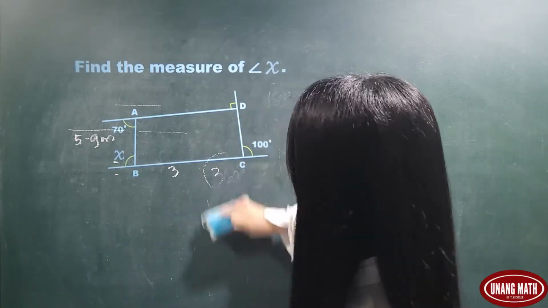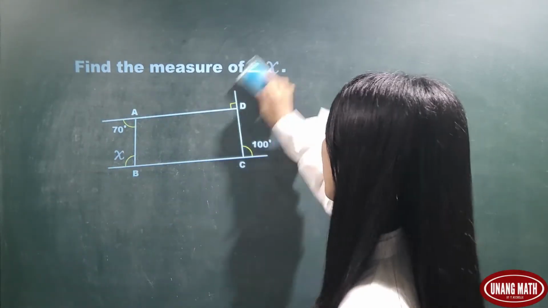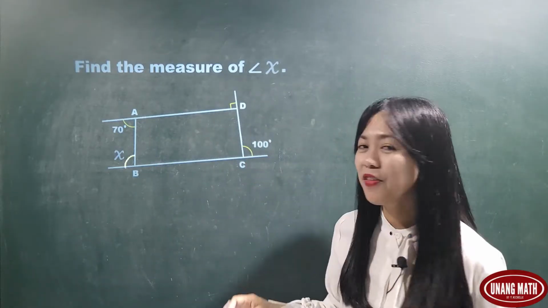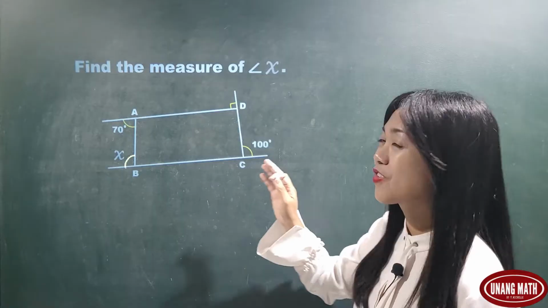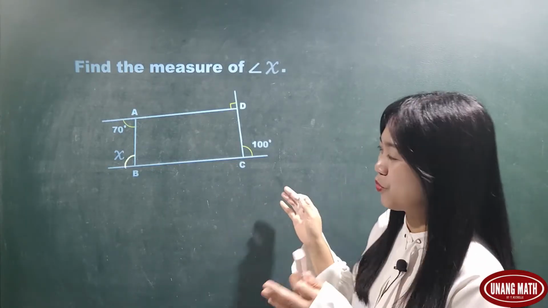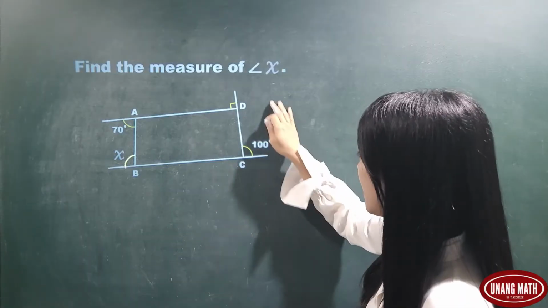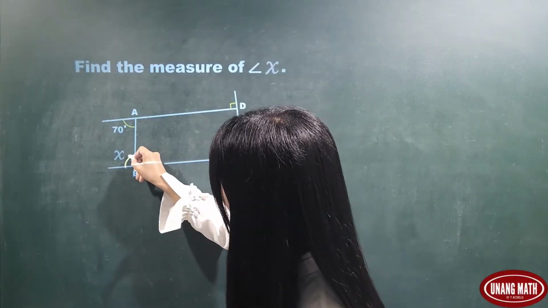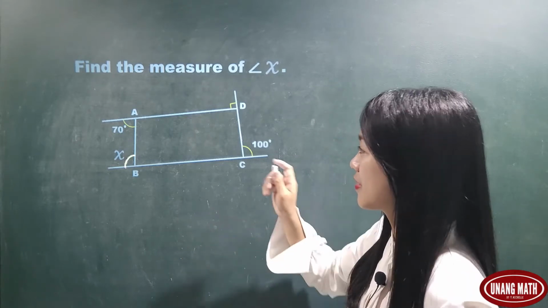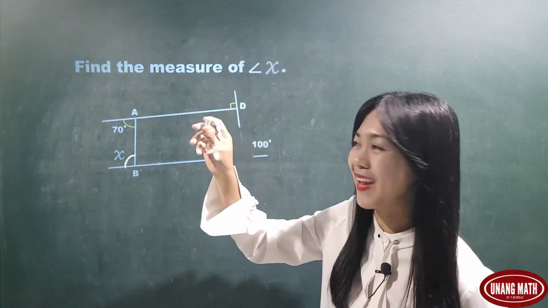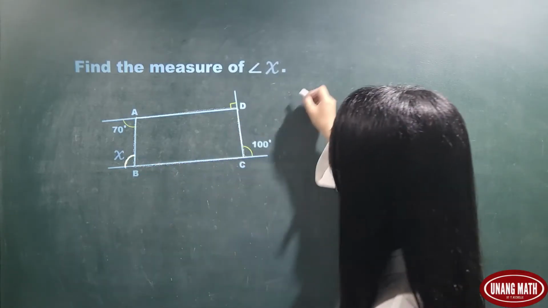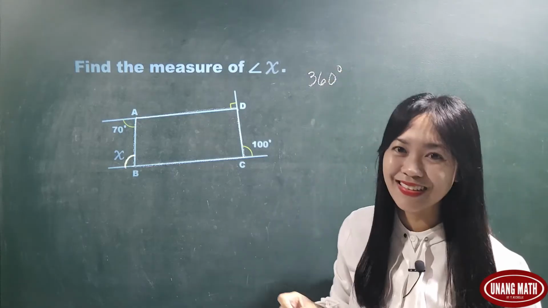Okay, now let's answer this simple activity. Let's find the measure of angle X. Where's angle X? This angle. In finding the measure of any angle, there are actually many ways. You just have to look at the figure and find out what way you are going to use to find the measure of that missing angle. In this figure, since we are looking for this angle, we can use the concept of the sum of the interior angles of a quadrilateral. Since this figure is a quadrilateral, we know that the sum of the interior angles is equal to 360 degrees.